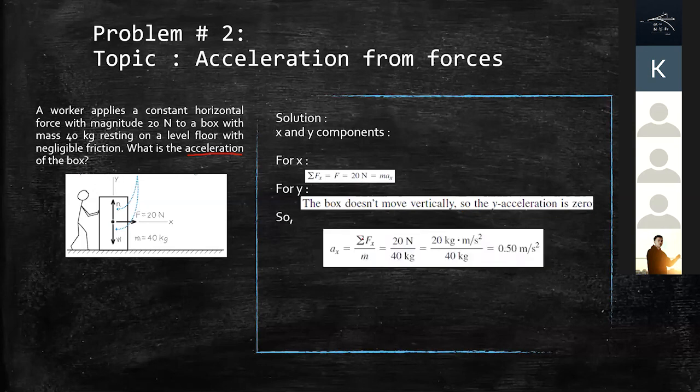Your acceleration is basically the summation of your forces from x, which is 20 Newton, divided by your mass, which is, it's just a transpose, divided by 40 kg, is equal to 20 kg meters per second squared over 40 kg. So the kilogram will cancel. So what remains is meters per second squared. So that is 0.5.